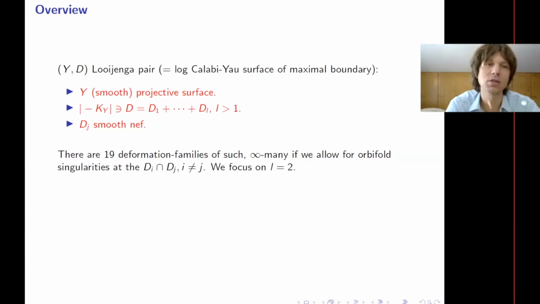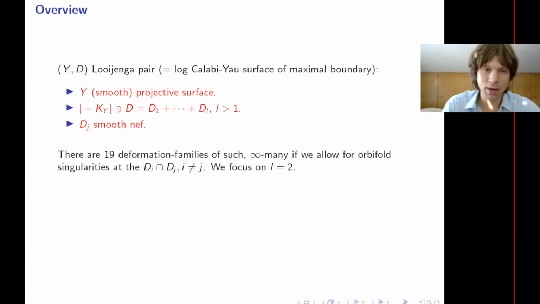So the setting we will be in for all of today is we start with a Looijenga pair, which will be a log Calabi-Yau surface of maximal boundary. This means that Y is a smooth projective surface. In practice, you may really think of Y as being a rational surface. And then we choose an anticanonical decomposition of the anticanonical divisor into L components, and L will always be at least two. And we will require each of the D_j to be smooth and nef.